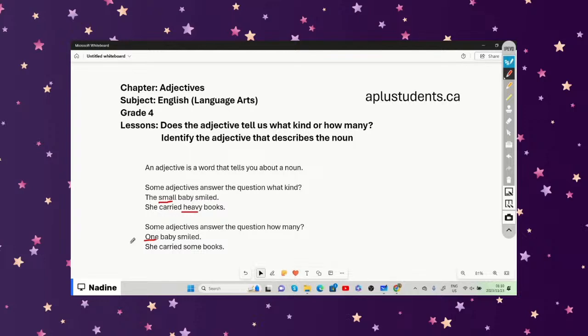And she carried some books. Remember, how many doesn't have to be in the form of numbers. It doesn't have to be 1 to 10, 1 to 100, for example. We can say some, many, a lot. And in this case, she carried some books. So some tells us how many.